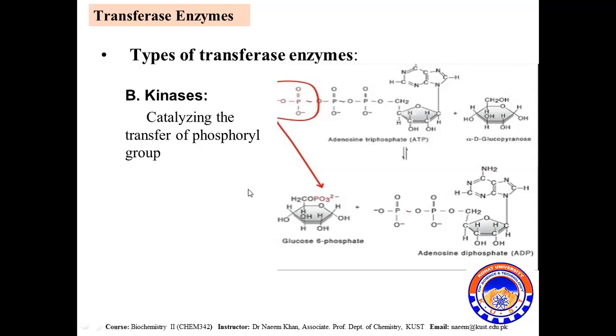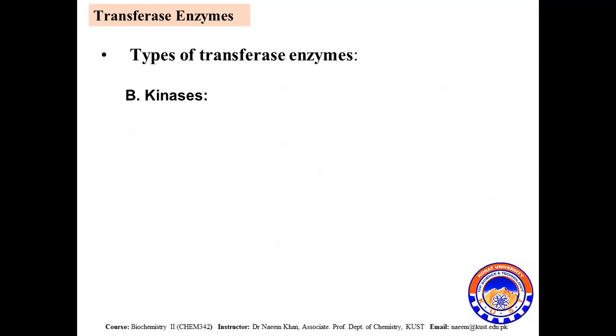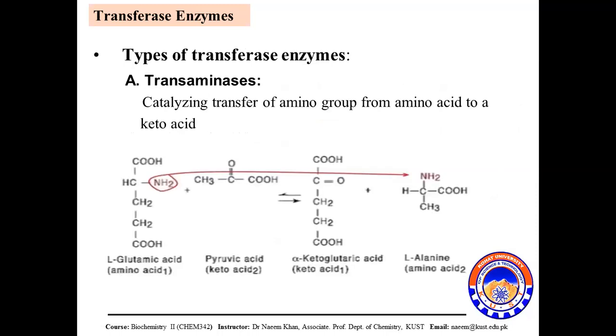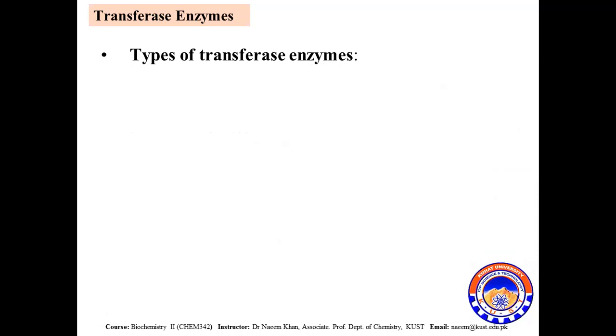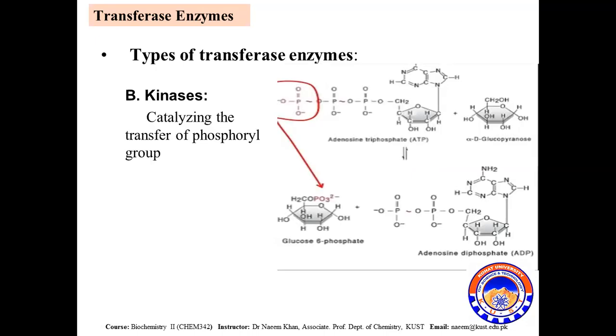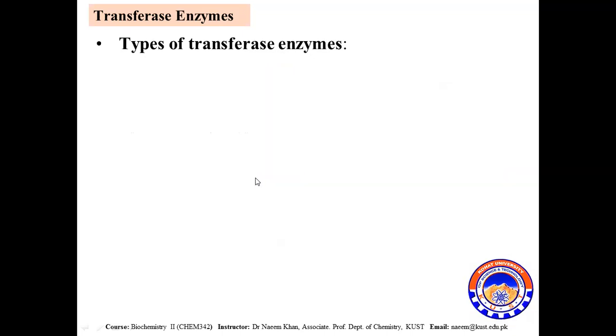So after the first type, aminotransferase, which we discussed in the last lecture as transaminase, transferring an amino group, the next type is the kinase, which catalyzes the transfer of a phosphate group. So they are called kinases.